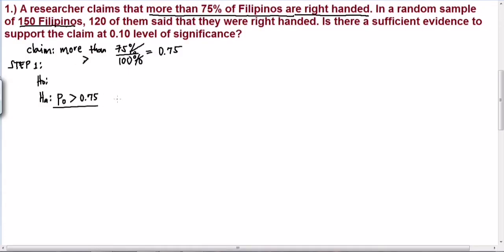So, nasa HA yan. Okay? So, ang kabaligtaran niyan sa HO is less than or equal to. So, copy lang din si 0.75. Okay? So, that is your first step. Next one is the step 2.